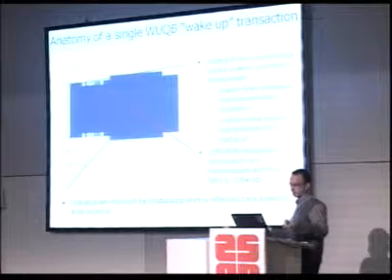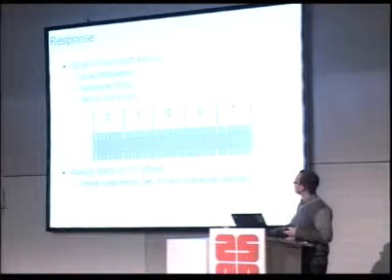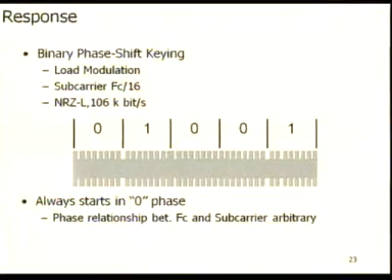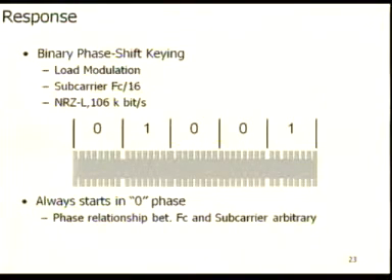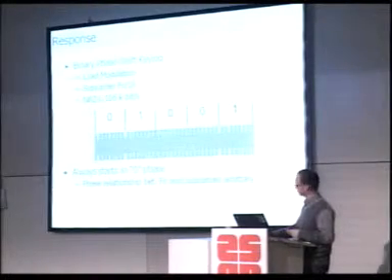So how can we build the signature from this? No, sorry, I'll talk about the response first. After we send this command from our fake reader, we get the response of the device, which is in binary phase shift keying, and usually the subcarrier is 16 times less than the carrier frequency, which is around 13.56 megahertz. So this is how the response looks in more detail.